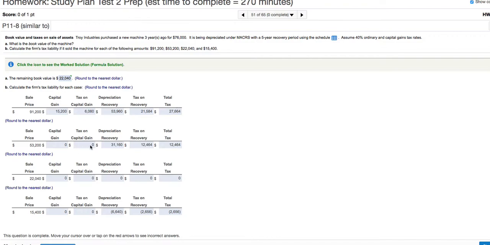That means that all of the gain, so if we look at the $76,000 minus the book value, all of the gain is going to be depreciation recovery. And in this case, our depreciation recovery would also be taxed at the same 40% tax rate. So 40% of 31,160 is 12,464. So that's our tax on the recovery, which of course would be our total tax as well, because there's no capital gains tax to add to that.